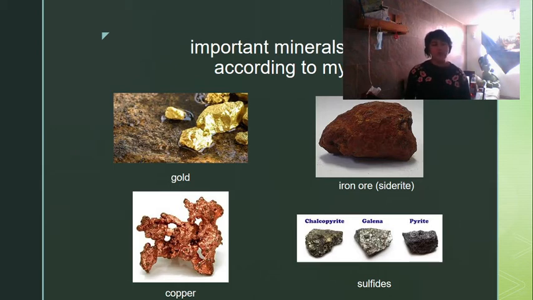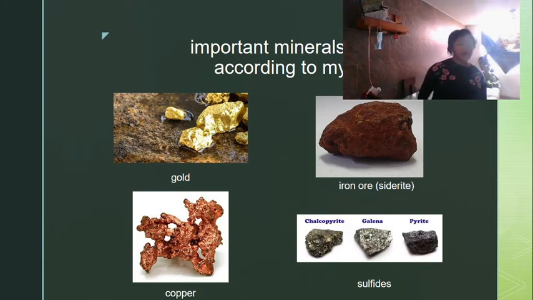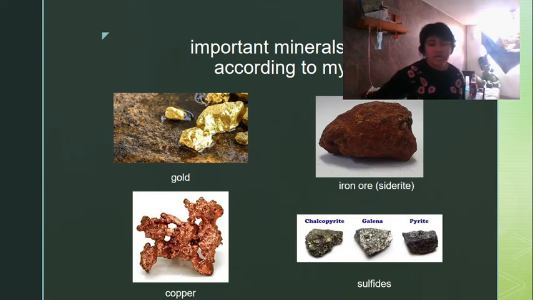From left to right, we can see the graphic representation of this, starting with the gold, moving on to the iron ore, and if you look at the screen, you see that I am talking about the siderite. Then you will see the copper, and it ends by showing you sulfides, among which we have the chalcopyrites, galena, and pyrites.